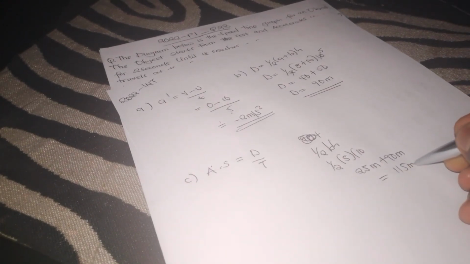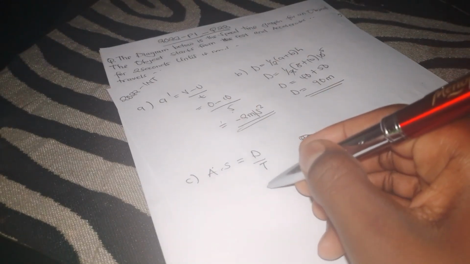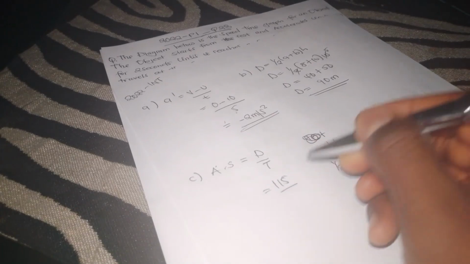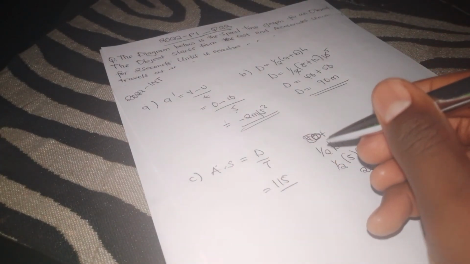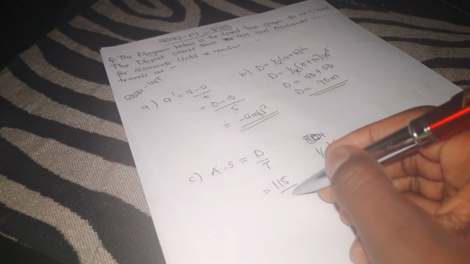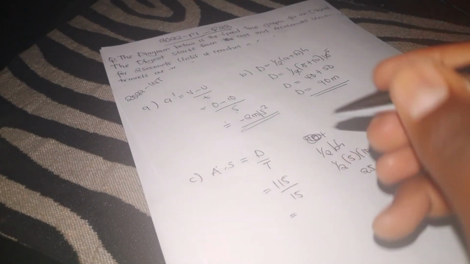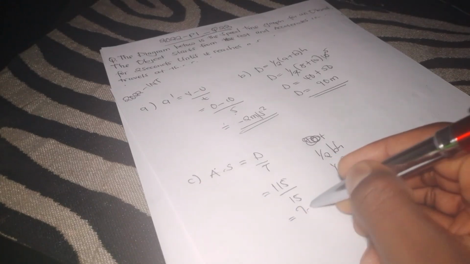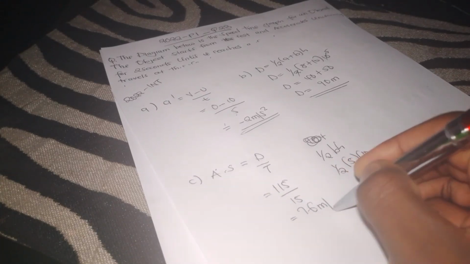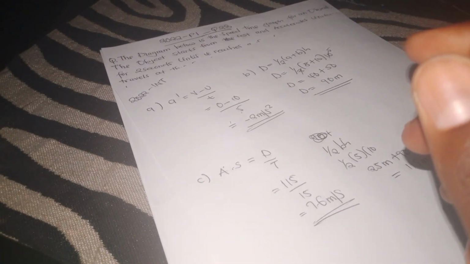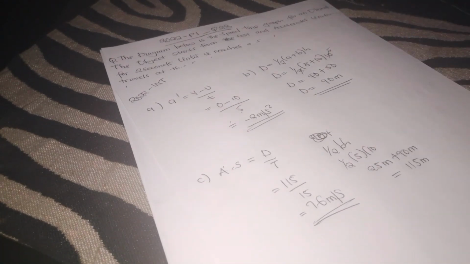Then we come here, we say 115 divided by the total time, which is 15. What are we going to get? We're going to get 7.6 meters per second. And this is our final answer. And we are done with 2022 for both internal and the GCE.